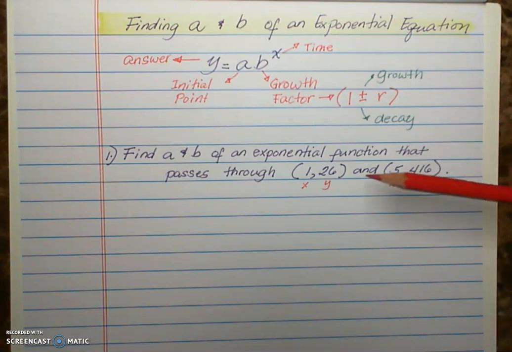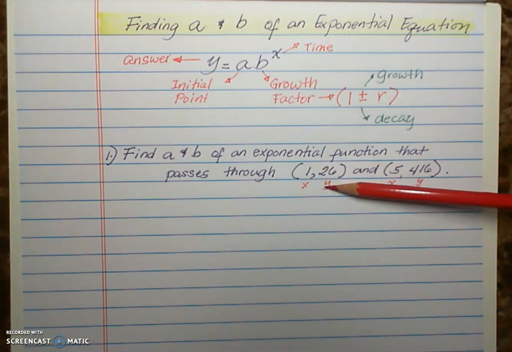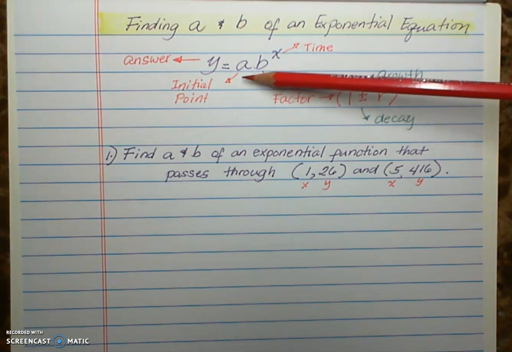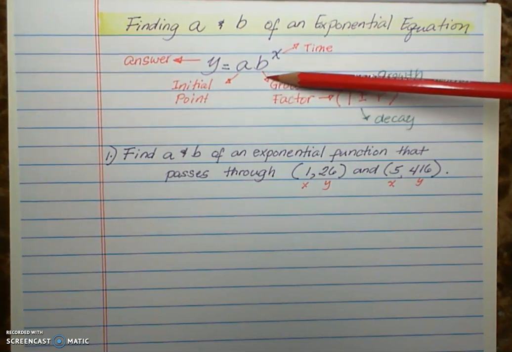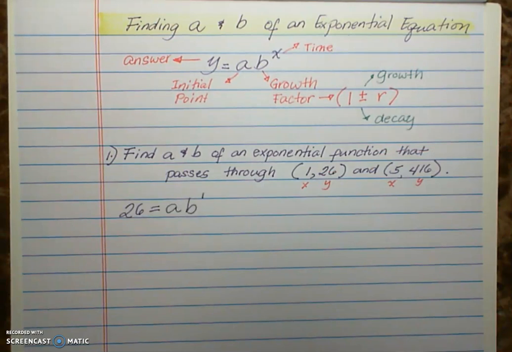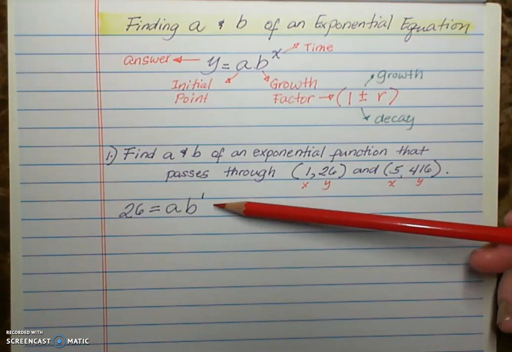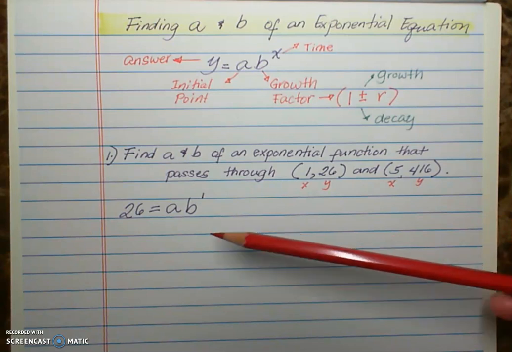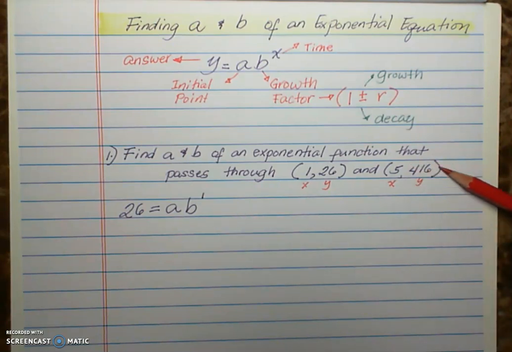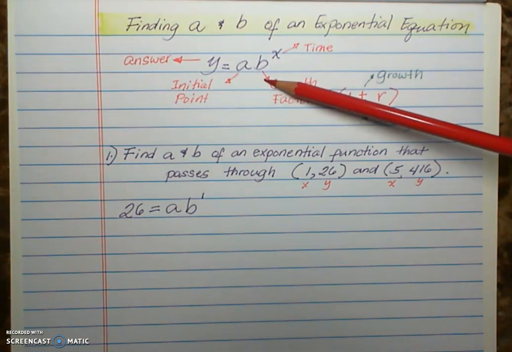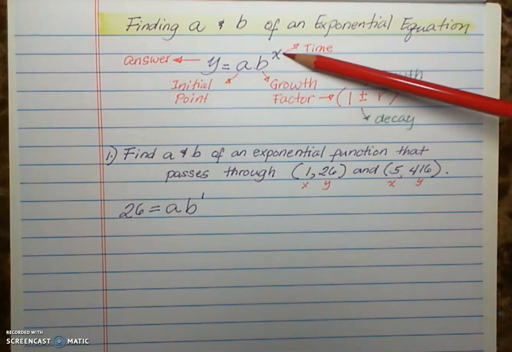For the first one, you're going to substitute 26 in place of y. Then you copy down ab as is, and substitute 1 in place of x. All right, so this is our first equation. Now let's come up with our next equation following the same procedure. Get 416, put it in place of y, copy down a and b, and put 5 in place of x.